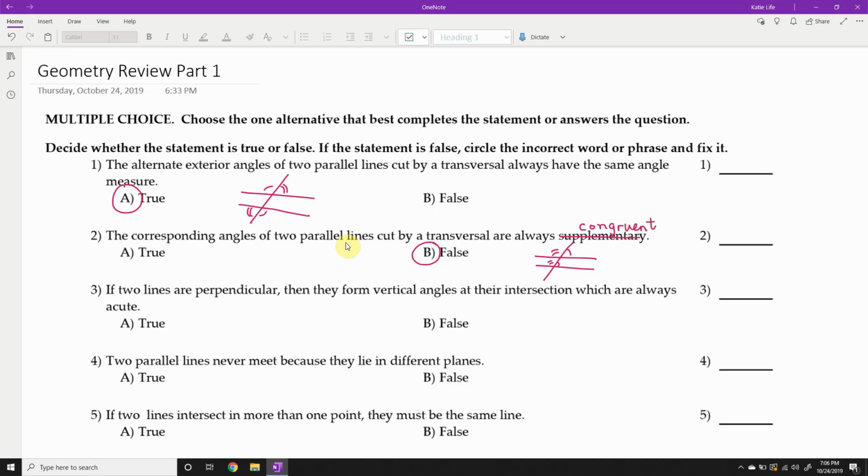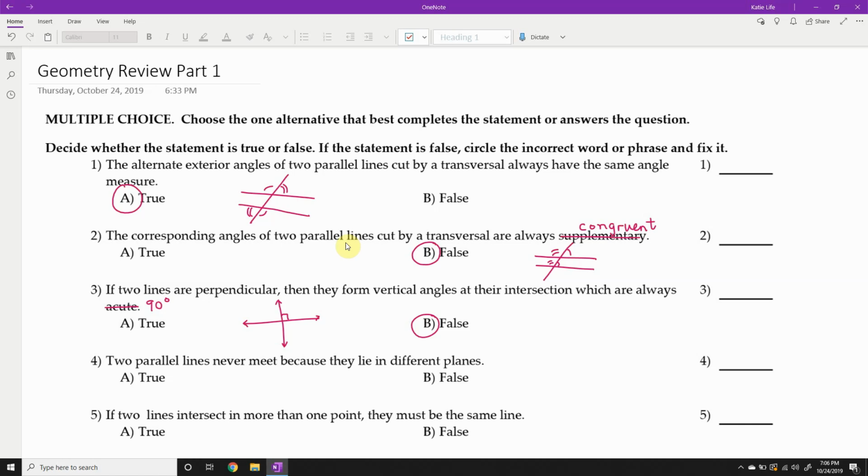Number 3, if two lines are perpendicular, well, we know what that means. The two lines intersect at exactly a right angle. Then they form vertical angles at their intersection, which are always acute. Well, no, that is definitely false, because each pair of vertical angles here is going to be 90 degrees, and 90 degrees is right, not acute. To be acute, you need to be less than 90 degrees. So number 3 is false.